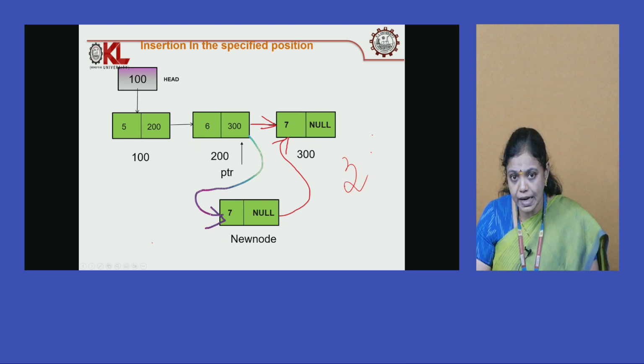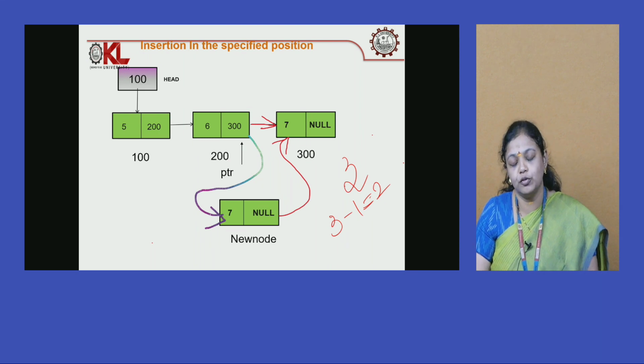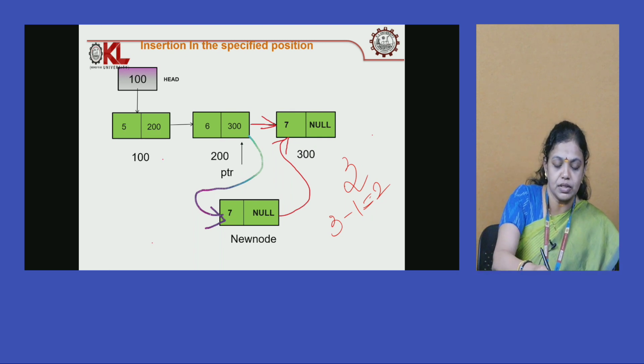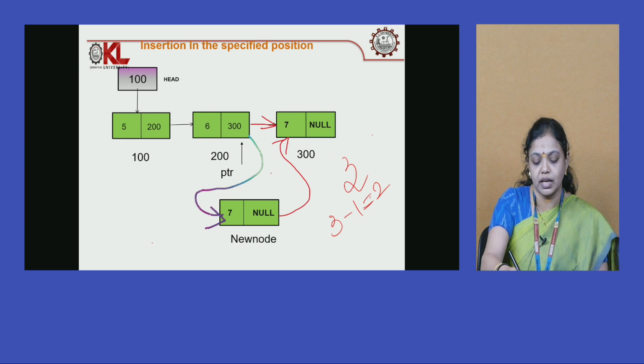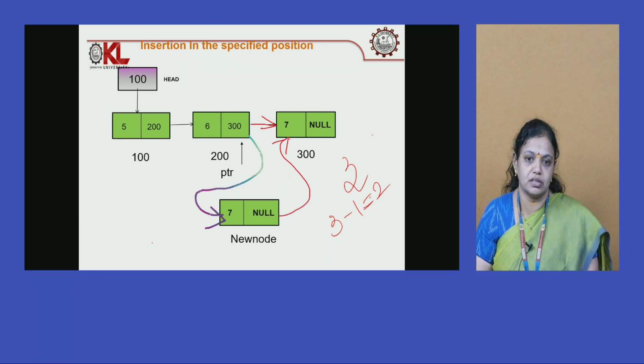So how many nodes do I have to move? I have to move 3 minus 1, which is equal to 2. Whatever the position is, I have to move n minus 1 positions. Since I have to insert in the third position, I will start my PTR at the first node, then go to the second. See here, PTR is stopping here. So how do I conclude? PTR of next is equal to new node, and new node of next is equal to PTR of next.